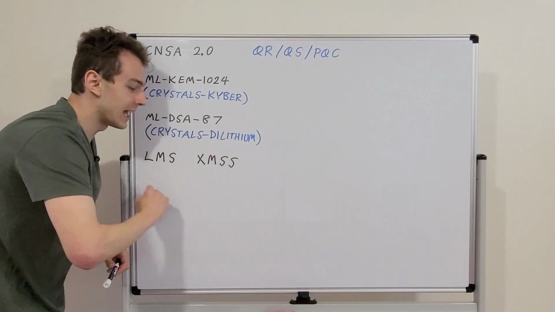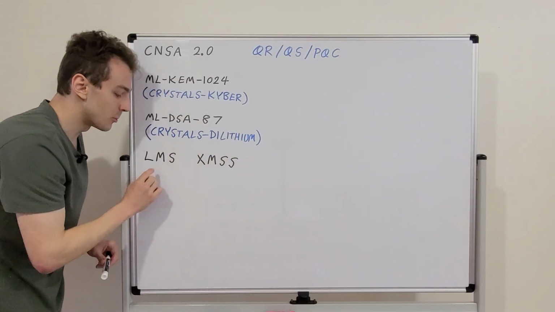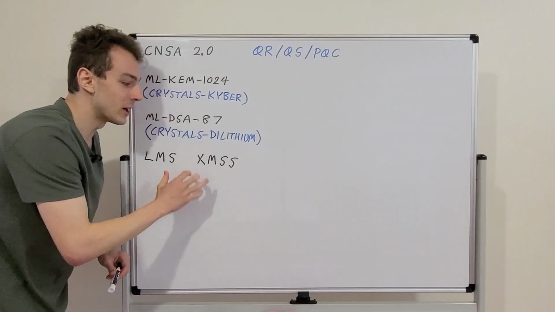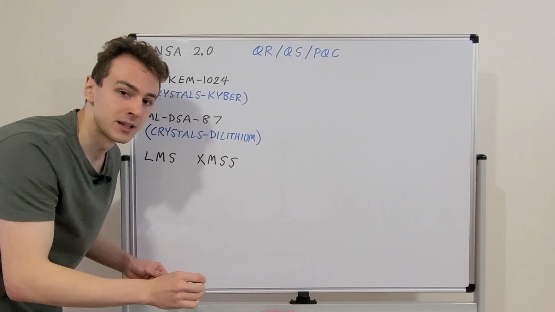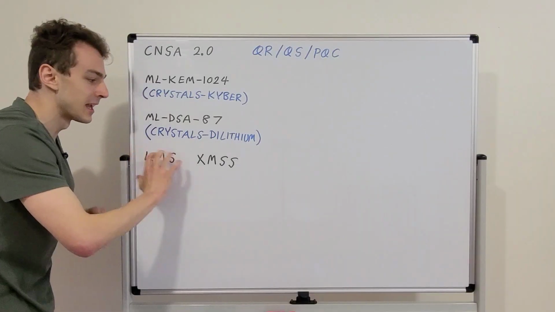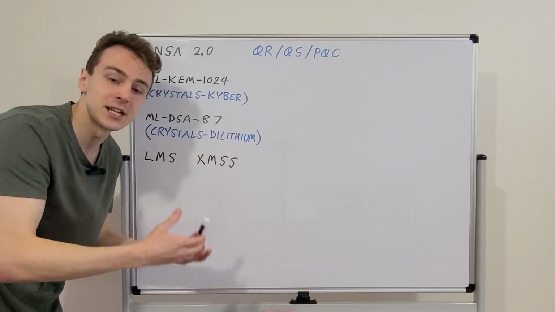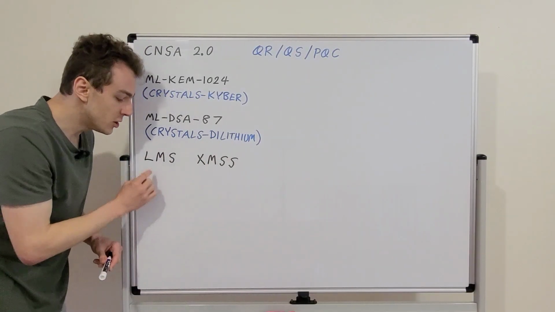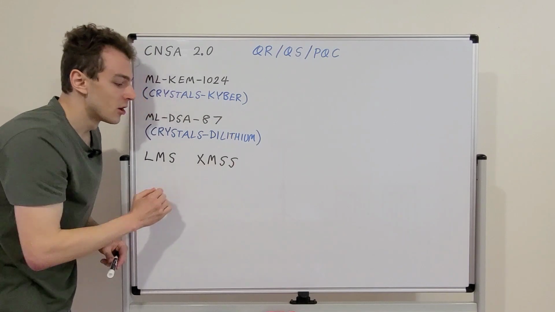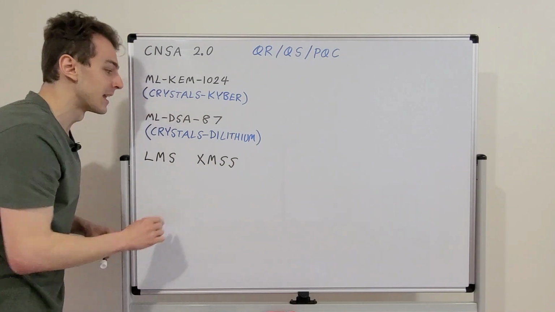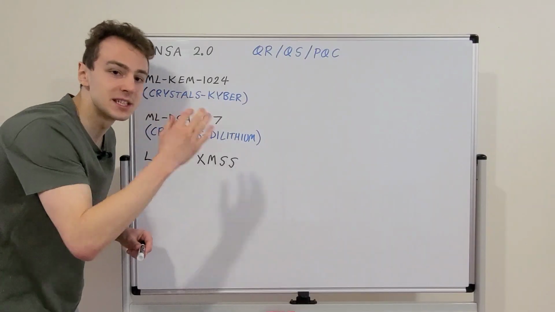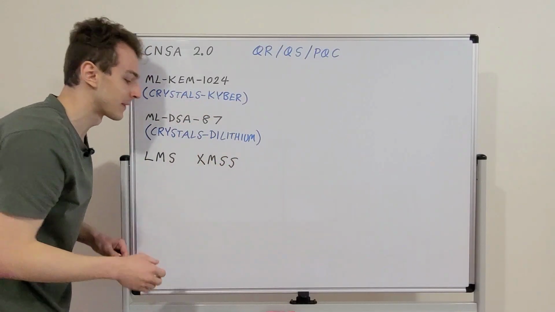And they have a special intended purpose. So both LMS and XMSS are intended for software and firmware signing. So that's their intended purpose. And they're also a type of digital signature algorithm. So you can use LMS and XMSS for digitally signing software and firmware. And ML-DSA, that is a general purpose digital signature algorithm.